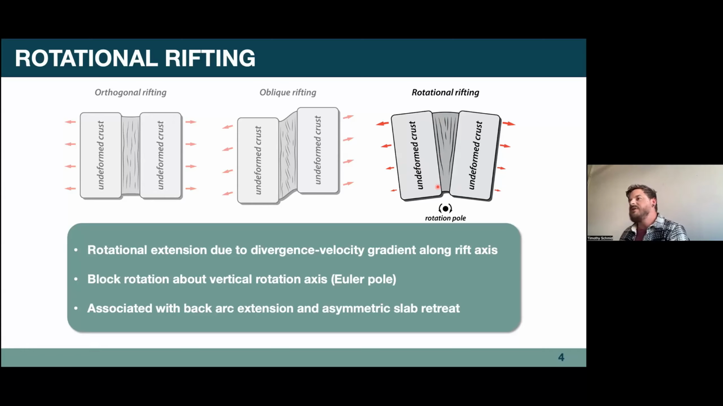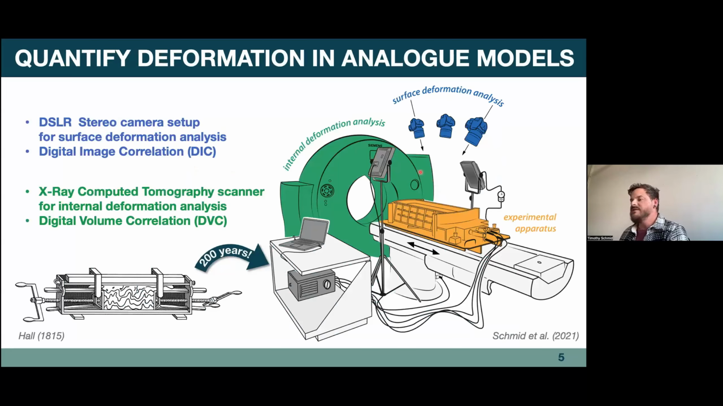During my PhD, I was looking at exactly such rotational rifts using analog modeling experiments. The development, especially in monitoring and quantifying the deformation in analog models, has massively increased over the last 200 years. Here, from the first very simple experiments from Hall to nowadays state-of-the-art monitoring setups, where we have digital cameras to monitor top view deformation, from which imagery we can then use digital image correlation to quantify the deformation.